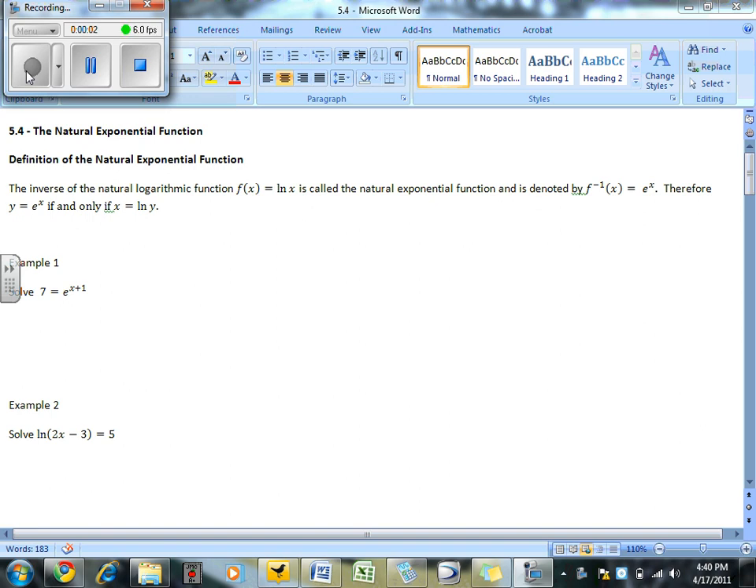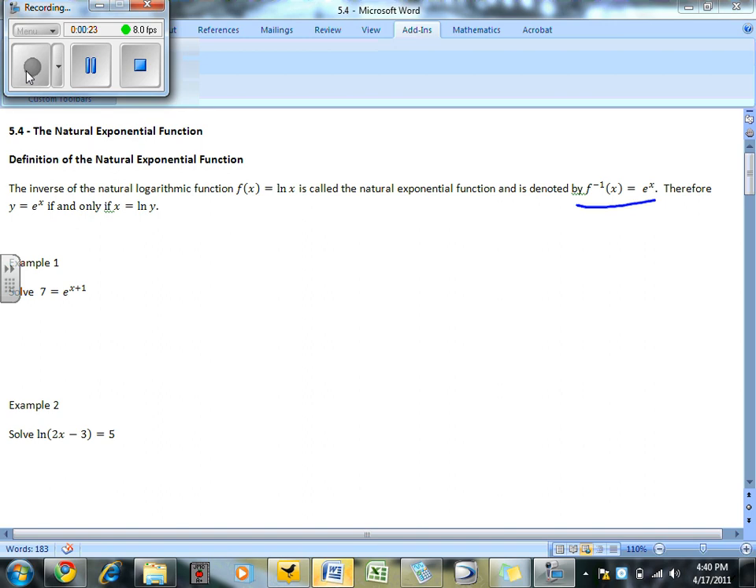In section 5.4, we're going to talk about the natural exponential function. What the natural exponential function is, is actually the inverse of the natural log function that we've been talking about. So if you read in this first paragraph I have here, it says the inverse of the natural log function is the natural exponential function, denoted by f inverse of x.